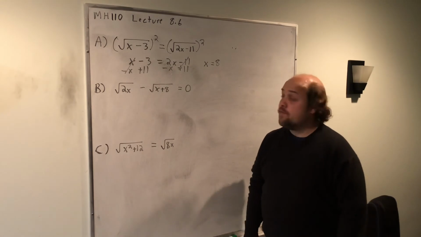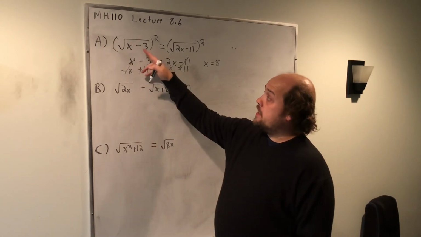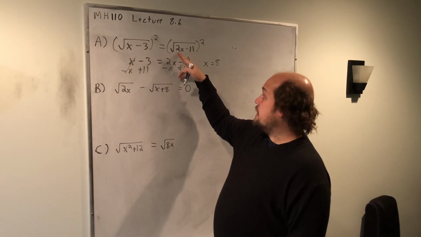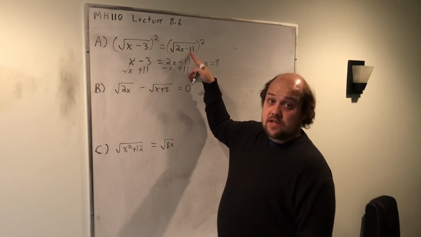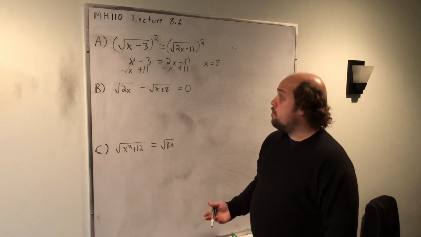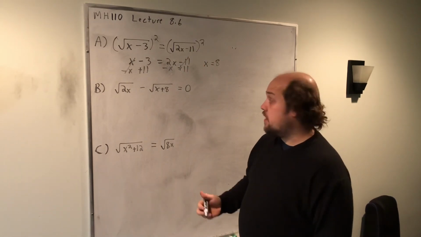You can see that if we plug that back in, 8 minus 3 would give me 5, so I'd get the root of 5 on this side. 8 times 2 is 16, minus 11 is also 5, so I'd also get the root of 5 on this side. In part B, we don't have the two roots on either side of each other, so I need to move this root.